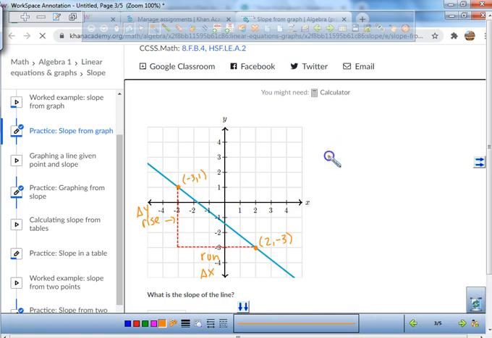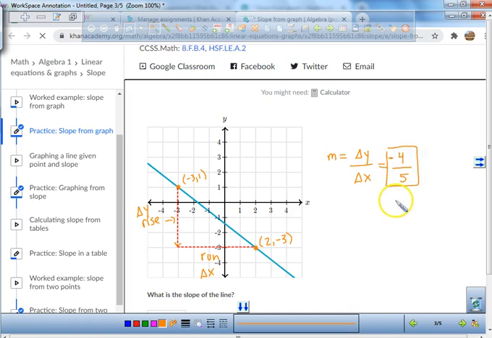How much have I gone down? What would you guys say? How many units have I gone down? Yes, so I went down 4 units. Now, why did I put a negative? Because if I go down, I have to put a negative. If I go up, I have to put a positive. How many do I go over? 1, 2, 3, 4, 5.